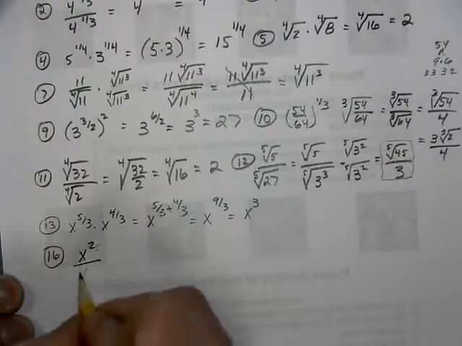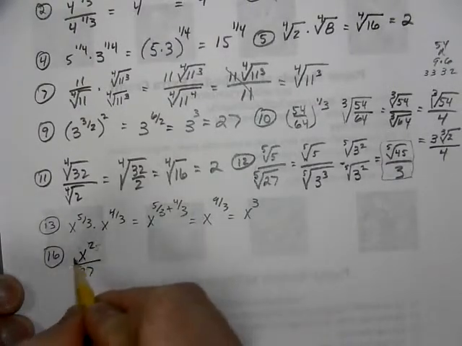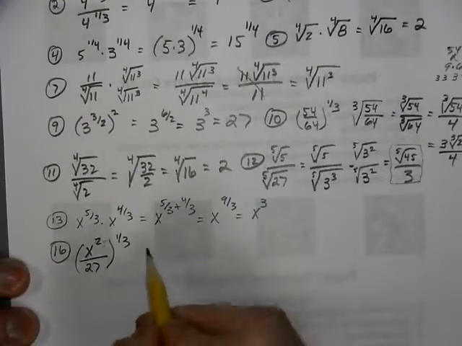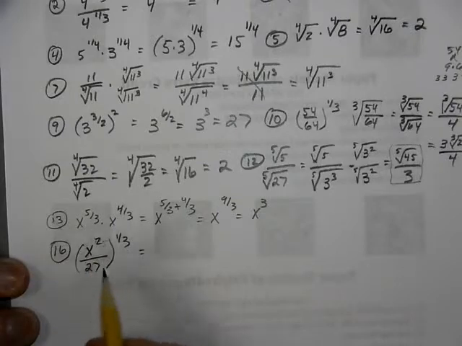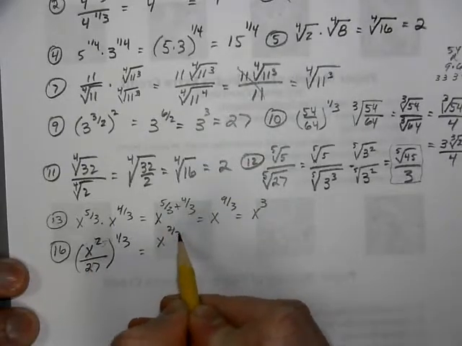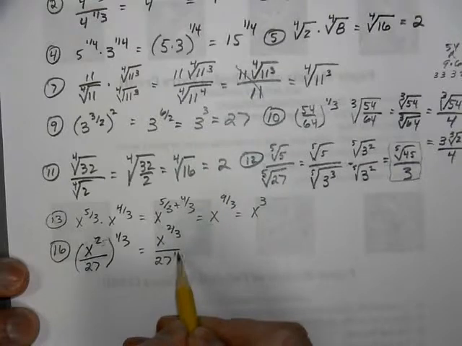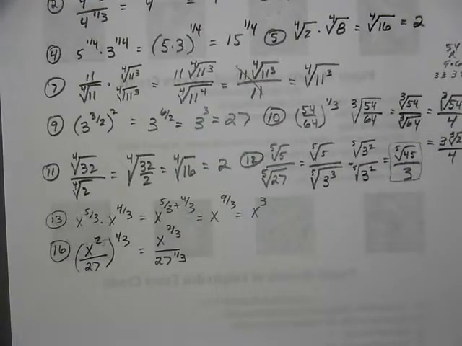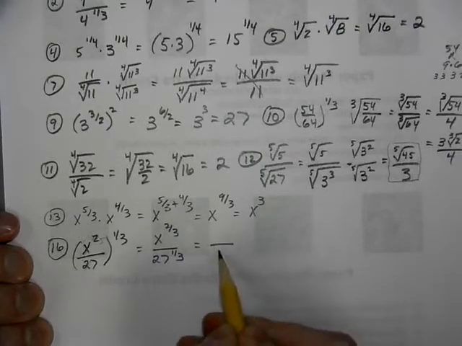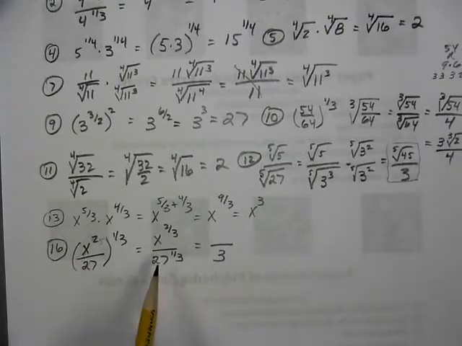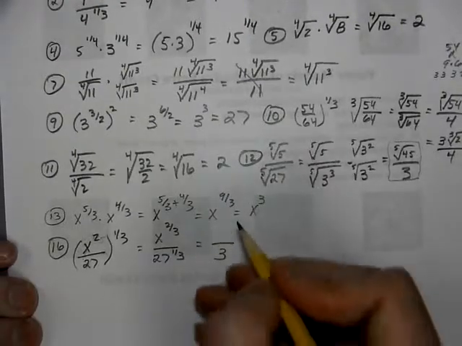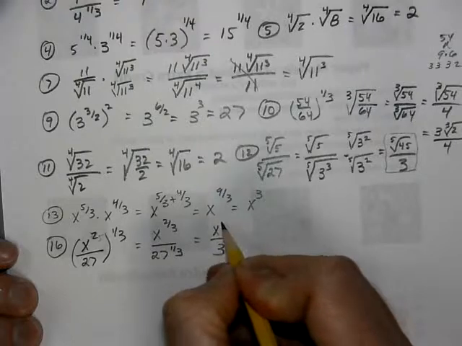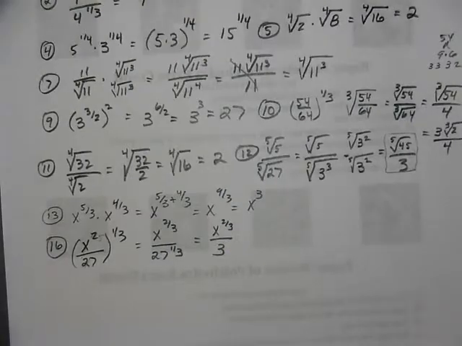Number 19: x squared over 27, and this is to the 1/3. So one thing you can do is distribute that through to say x to the 2/3 over 27 to the 1/3. The fractional exponent here tells you that the denominator is going to be a 3, because 3 times 3 times 3 makes 27. This is the cube root of 27. And this is x to the 2/3. There's nothing else you can do to that.